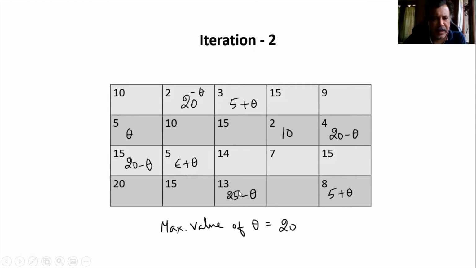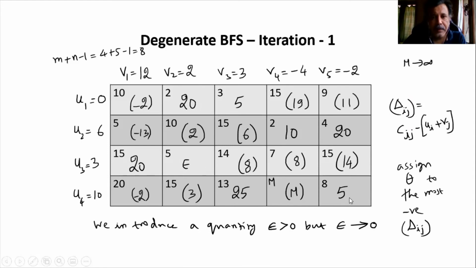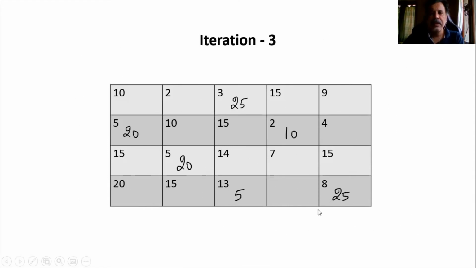Means epsilon, a very small quantity, almost equivalent to 0, plus this 20, I will get 20. Then coming to the next, 25 minus theta, it is 20. I'm sorry, 25 minus 20, it becomes 5. Here it becomes 25. Means this will be 5 and this will be 25. Let's check. 5 and 25. Now number of allocations: 1, 2, 3, 4, 5, 6. Earlier we had 7 allocations in the beginning. Just to bring it to 8 allocations, we introduced epsilon in a particular cell. And now again it has come down to 6, not even 7. That means in 2 places we need to introduce epsilon.